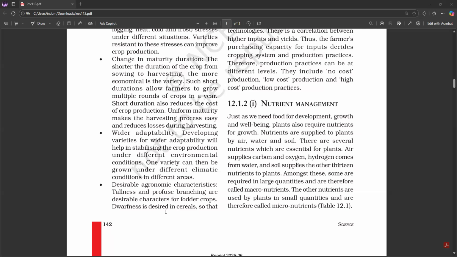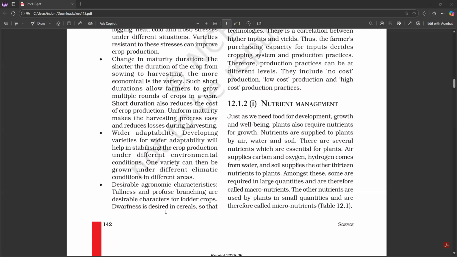Wider adaptability. Developing varieties for wider adaptability will help in stabilizing the crop production under different environmental conditions. One variety can then be grown under different climatic conditions in different areas.